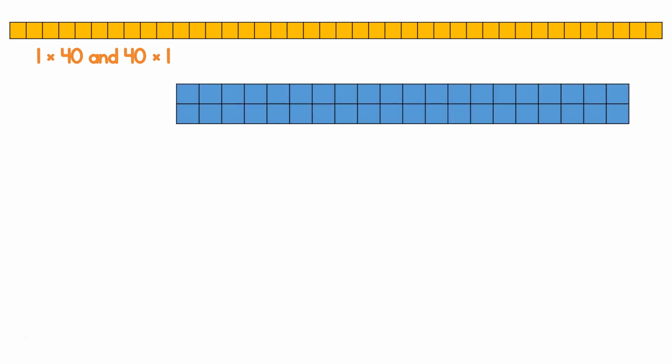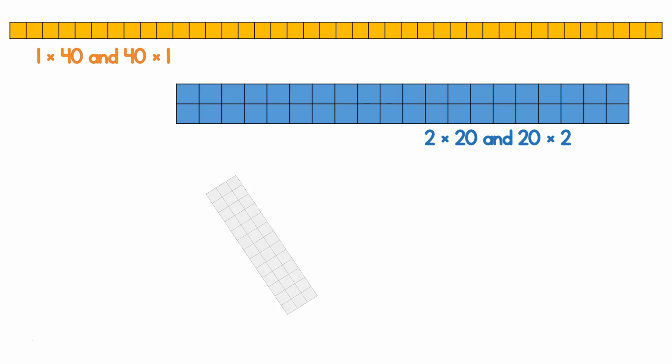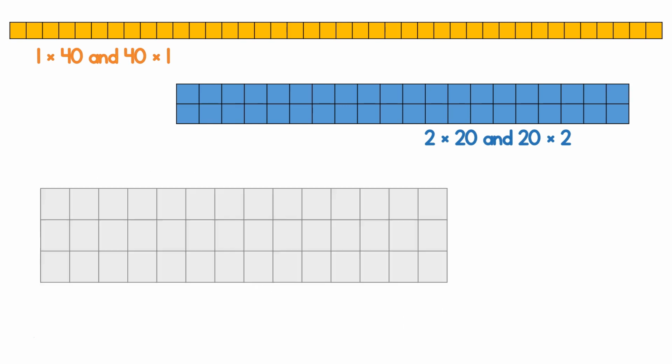Moving to 2, how about 2 rows of 20? 2 times 20 and 20 times 2. And how about 3? Let's see. Here are 3 rows of 13. Seems like it's right. But this actually shows 39, not 40, so this doesn't work. What about 3 rows of 14? Is that any better? Is that closer to 40? Well, this actually shows a product of 42, so that's not right either. So 3 is not a factor of 40.